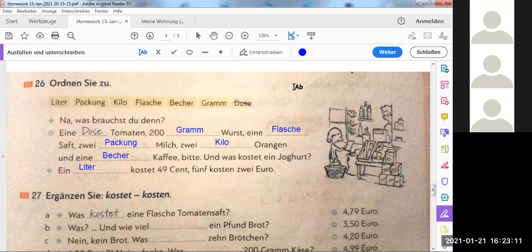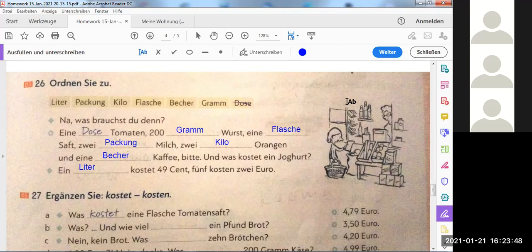Becher should be a tin. Cup. Cup. Yeah, cup. Gram. Yes, sorry. Gram. Then Dose, Dose, now that's your answer. That's a tin, yeah? That's a bottle. Yeah, Dose, it's a tin. Like, so I think tomatoes, you know, there's so many things that they put in tins, yeah? So, now, was brauchst du denn?